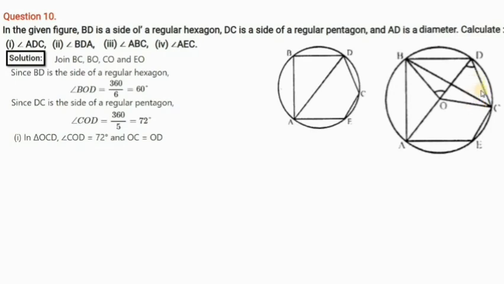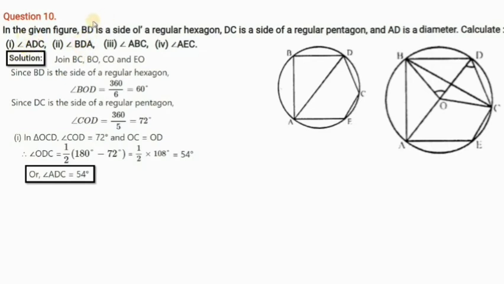If you find how much this angle and this angle are, both of them have to be 54, because 54 plus 54 plus this 72 will give me 180 degrees. So we have found this angle, that is ODC. Now can I say ODC as ADC as well? Yes, because AD is the diameter, so angle ADC will be 54 degrees. So we have found our first answer.